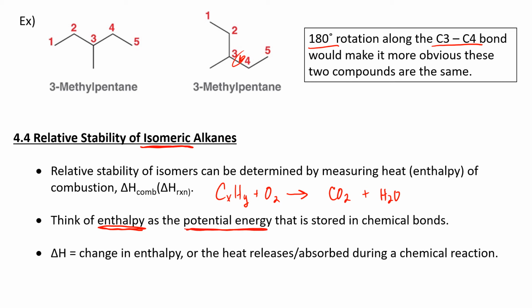And the change in enthalpy will be the heat released or absorbed by the system during that chemical reaction. So combustion reactions typically release heat. Therefore, our delta H value will be negative. A negative delta H means that the reaction is exothermic, which means that the system will release heat to the surroundings.